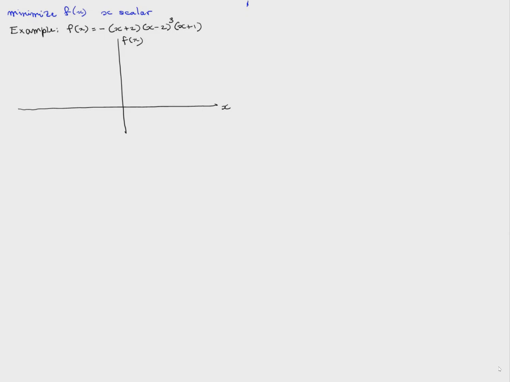First, we look at minimization of functions of a scalar variable. Let's look at an example. F of x equals minus x plus 2 times x minus 2 cubed times x plus 1. The plot of the function looks like this.